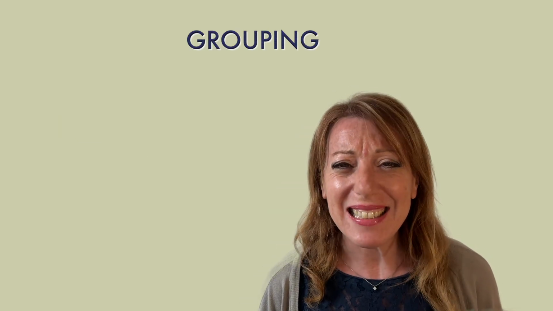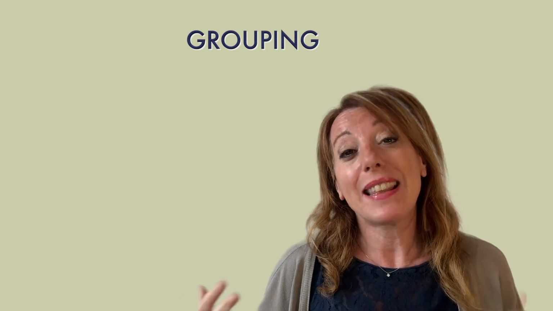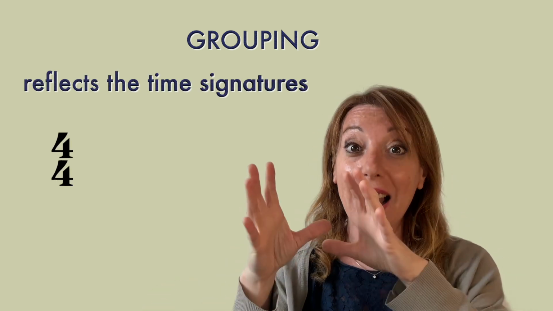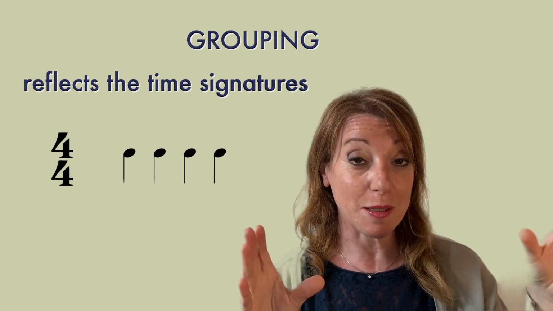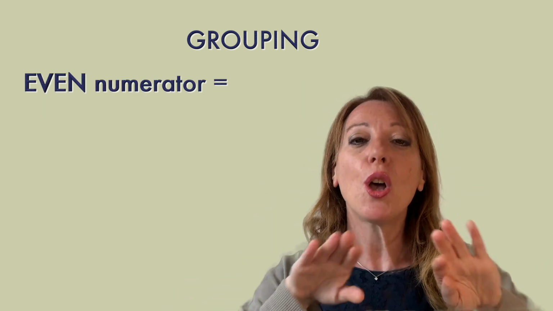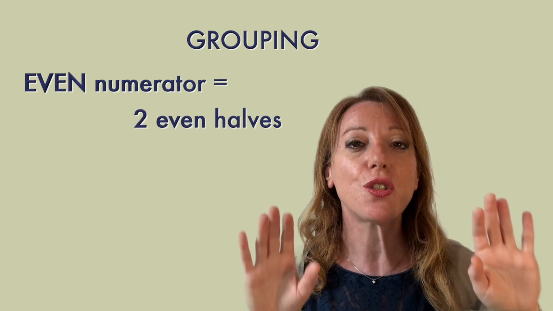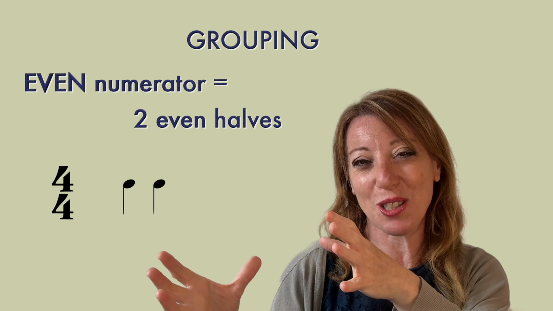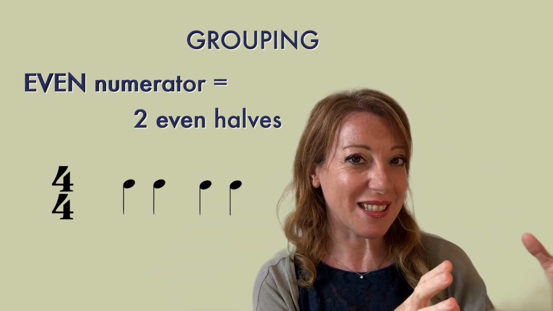And what about grouping? How do we group things? Well, to group things correctly or to check if things have been grouped correctly, we need to check the time signature first. The grouping reflects the time signature. So for example, if it's 4/4, we need to have 4 crotchets, so 4 items. And usually when the upper number is even, we need to see 2 equal halves. So for example, 2 crotchets on one side, and 2 crotchets on the other side.